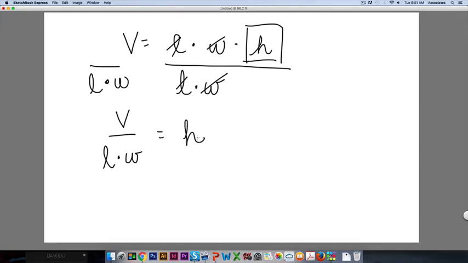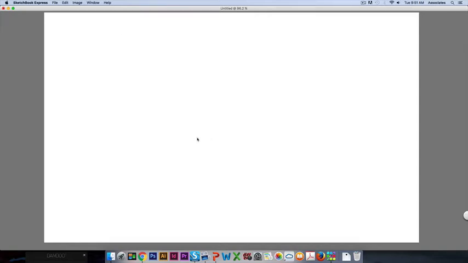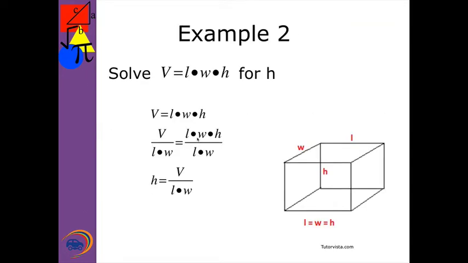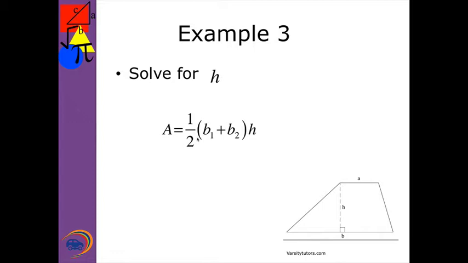Nothing to simplify, can't do any division, so let's go back and see. Let's clear that out. Let's go back to our PowerPoint and see. Exactly right, the height is equal to the volume divided by the length times the width. All right, let's look at example number 3.